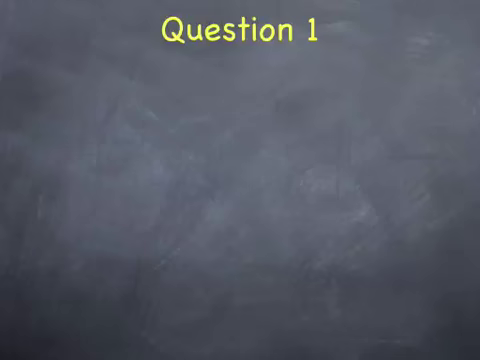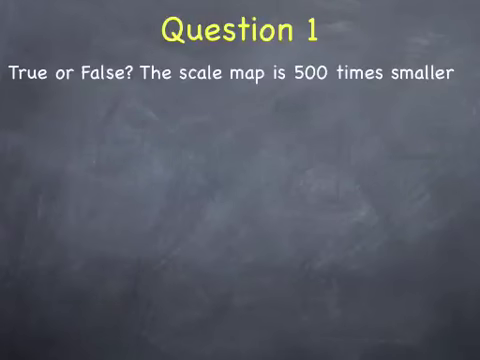Alright, question 1. True or false? On page 6 of your stage 3 booklet, you've got a map of Australia. Down the bottom left of the map is a scale, 1 centimetre to 500 kilometres. Alright, there it is there. So true or false, does that scale mean that the scale map is 500 times smaller? Pause, press play when you got your answer.